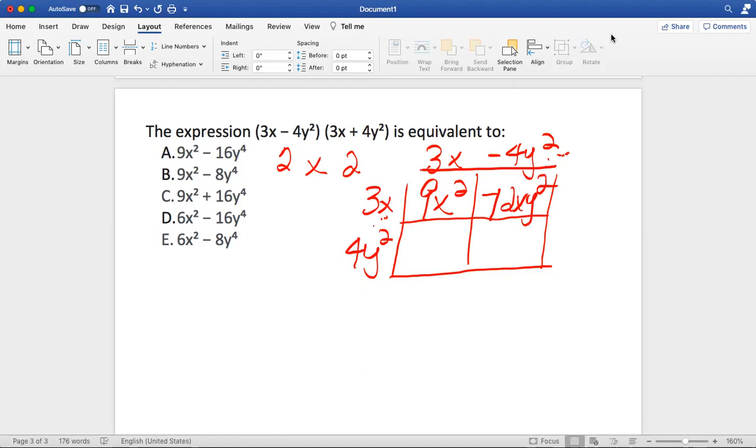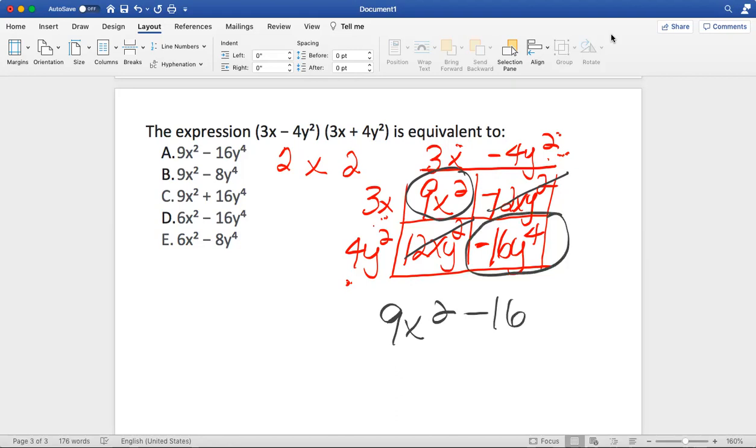And let's do it again. 4y squared times 3x is going to give you positive 12xy squared. And then last but not least, 4y squared times negative 4y squared gives you a negative 16y to the fourth. And guys, once again, what do you notice? Right here along the diagonal, these two are identical to each other and they're opposites, so we cancel them out. So we're left with the first term, which is the 9x squared, and the last term, which is the negative 16y to the fourth.